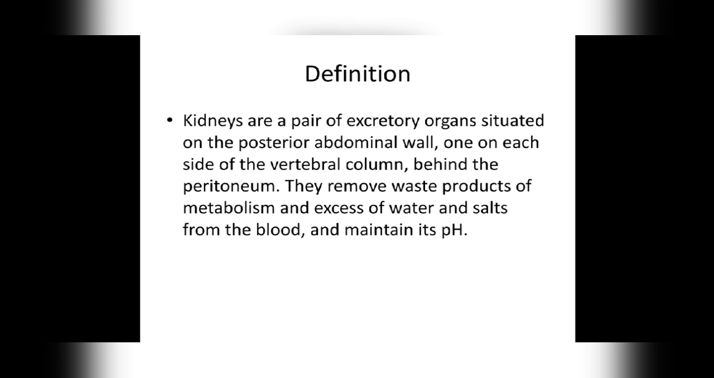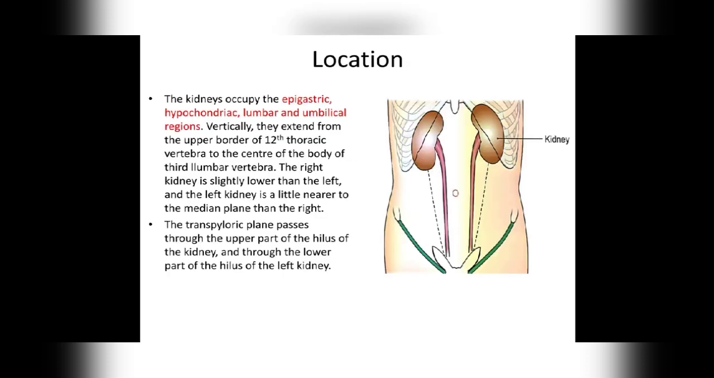Kidneys are a pair of excretory organs situated on the posterior abdominal wall, one on each side of the vertebral column, behind the peritoneum. They remove waste products of metabolism and excess of water and salt from the blood and maintain its pH. The kidneys occupy the epigastric, hypochondriac, lumbar and umbilical regions.